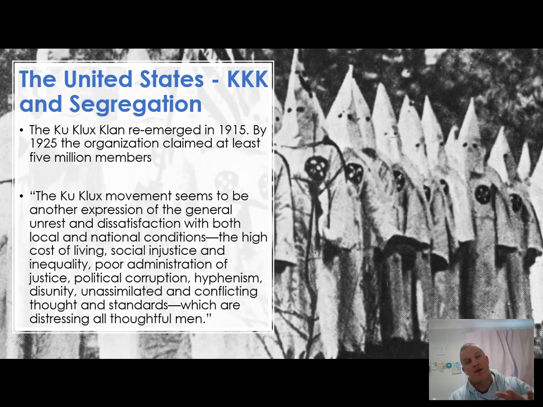And so when I say they are popular again, it's not just that people joined the KKK. A lot of people would support what the KKK stood for, but not necessarily their methods, and may not necessarily join, but they could see that they had a point.